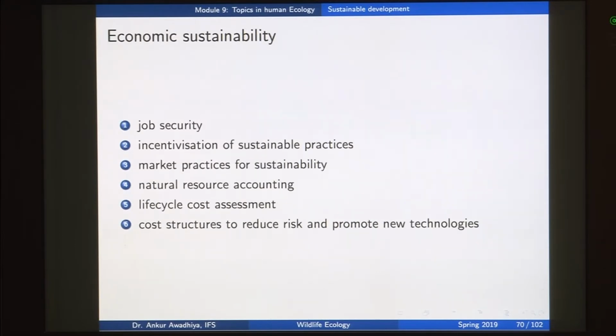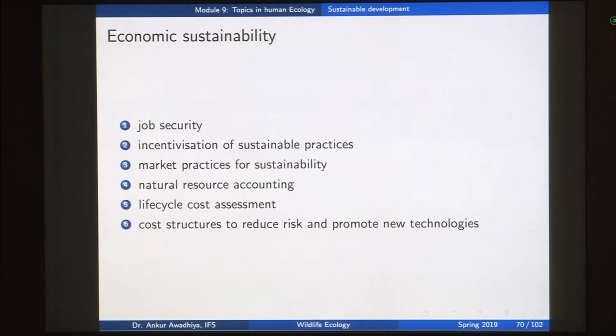Then the third thing that we need to talk about is the economic sustainability. Do people have job security? If people do not have job security, if they do not have stable jobs, then whatever amount of talking we are doing about sustainability, nobody will pay heed. So, you will have to make a situation where people are able to get jobs, where people are able to maintain their jobs, and this can only be done through economic means.